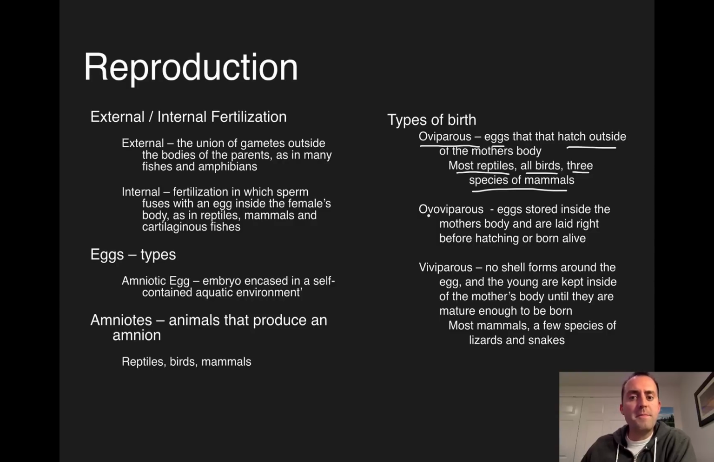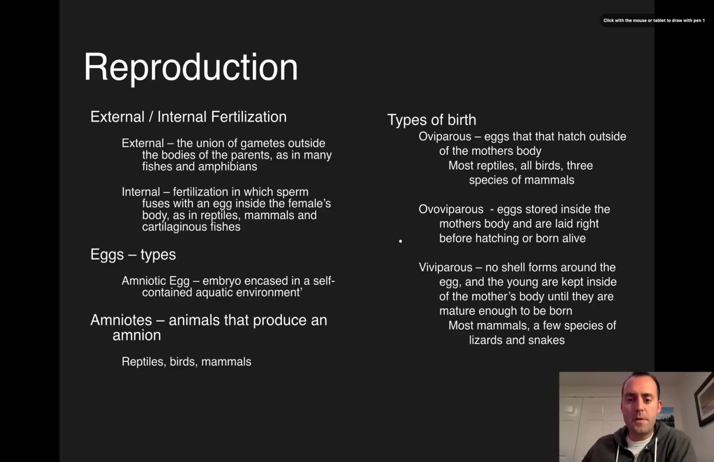Then you have what's called ovoviviparous, which is an interesting word to say, where the eggs are actually stored inside the mother right before birth happens, or they're born kind of alive, but there still are eggs that form. A good example of ovoviviparous animals would be sharks. Certain kinds of sharks give birth to live young, though it's not the type of live birth that you think of when you think of mammals.